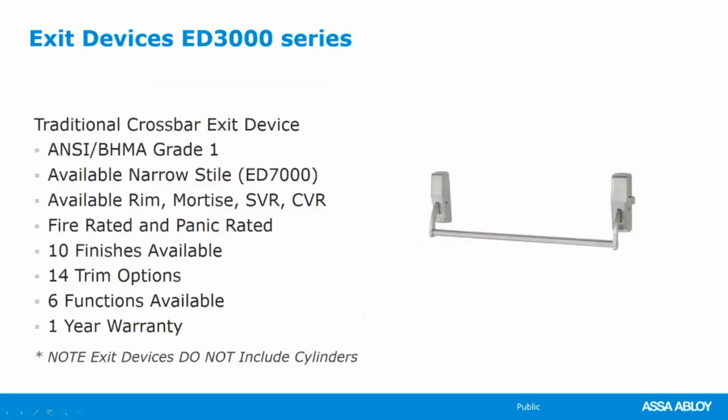Our crossbar version is our ED3000. Our narrow style version of that is our ED7000. And again, we make these in the rim, in mortise, in surface, and concealed vertical rod. Architectural finishes on all exposed parts. Several different trim options. The trims are not interchangeable between our touchpad and our crossbar exit devices. Know that they will be a different trim. We offer a 1-year warranty with these devices versus the 5-year warranty.